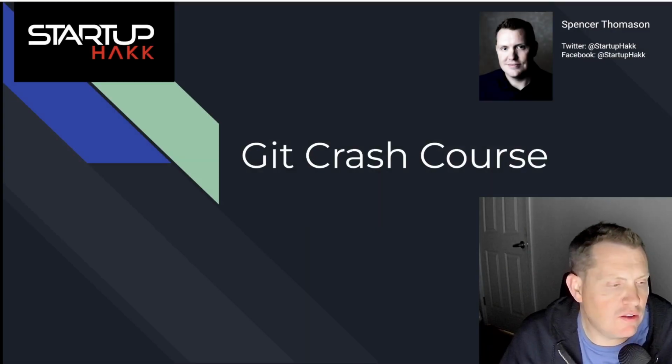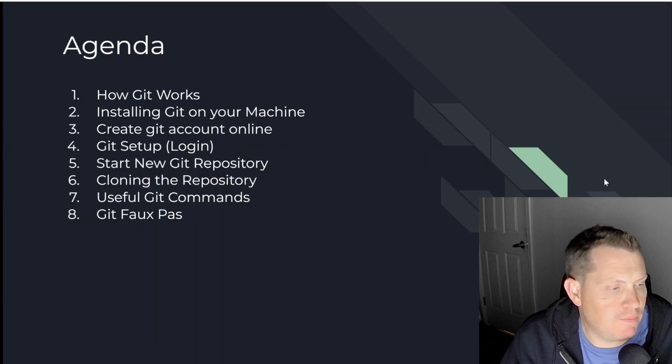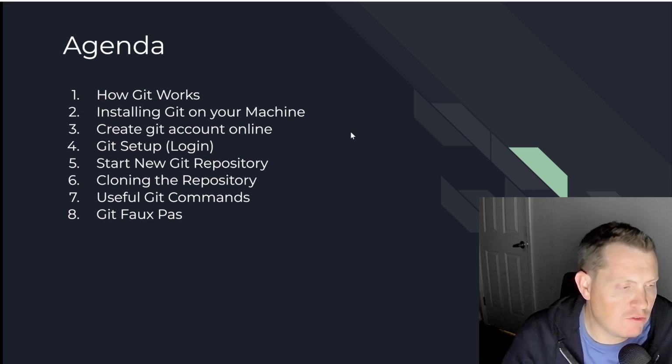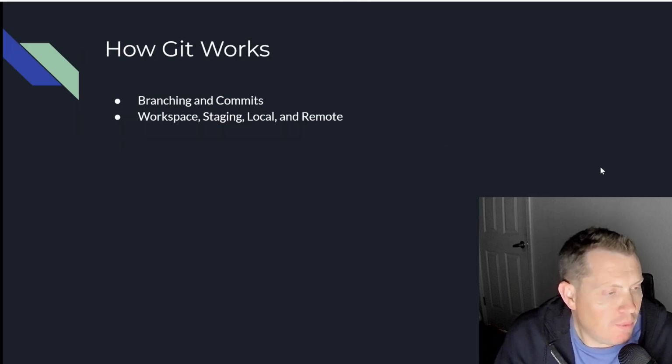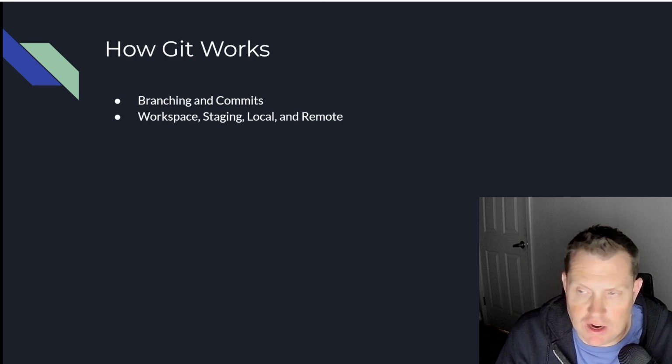All right, we're going to go ahead and dive into our Git crash course today. These are some of the things we're going to go over. We're going to go over installing Git, creating a Git account online, Git setup and the login, starting a new Git repository, cloning a repository, and then also useful Git commands. Now, one of the first things that we want to talk a little bit about is branching and commit strategies. So we're going to talk about workspace, staging, local, and remote.